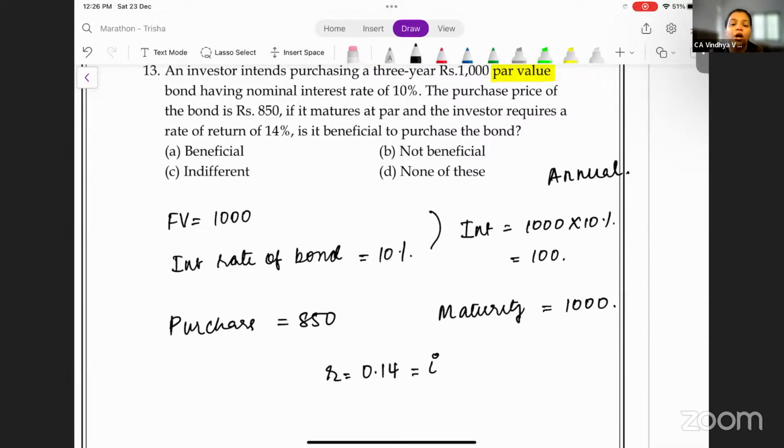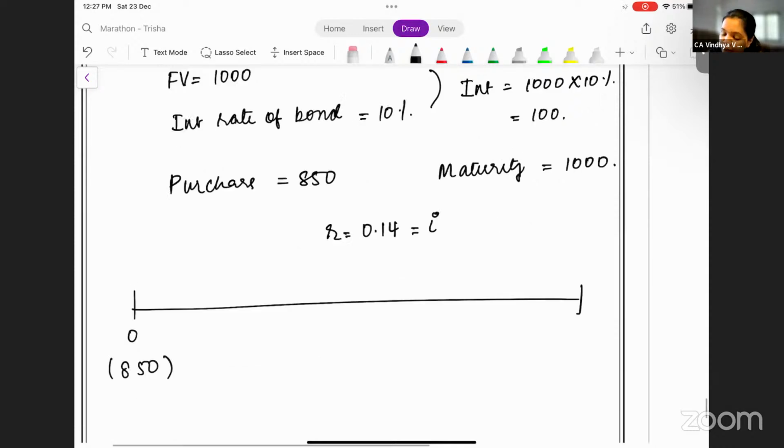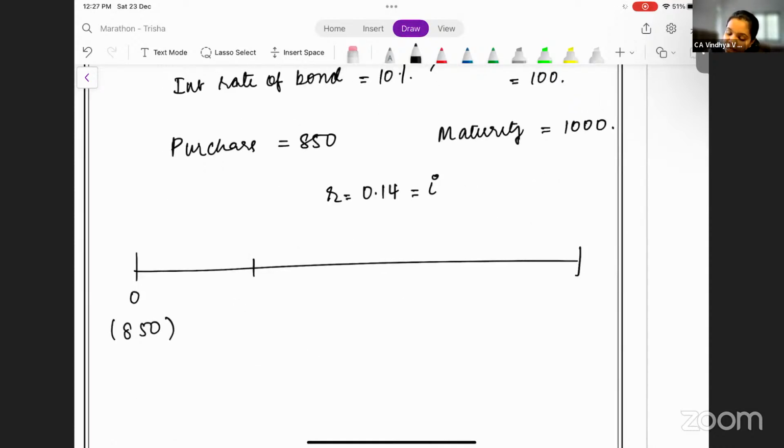Okay. Now, today you will purchase the bond at 850, which is an outflow. If you purchase the bond at 850 today, year 1 you will get 100 rupees. Year 2 you will get 100 rupees. Year 3 you will get 100 plus 1000, that is 1100. How is that? Because it matures at the end of 3 years. So at the end of 3 years, you will get the interest on the bond plus the maturity value.